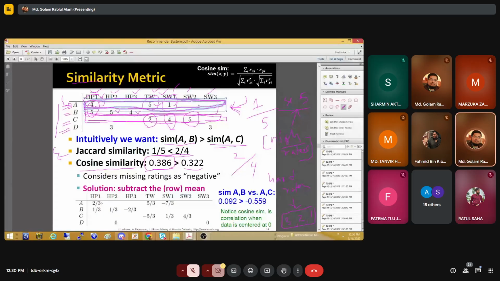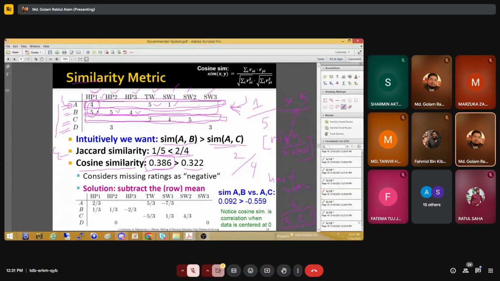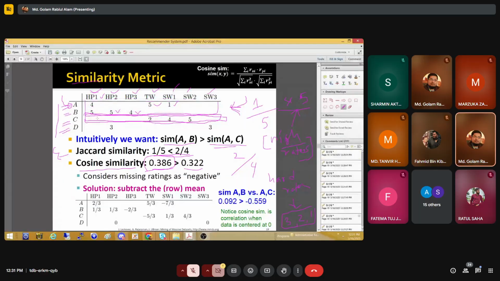In that case, subtract the row mean. That means we have to subtract the mean value from each and every number. We want to subtract the mean values from each and every number. Okay, let me clear this one.